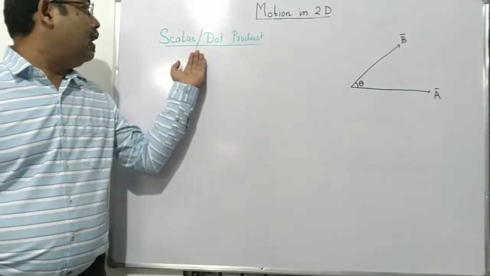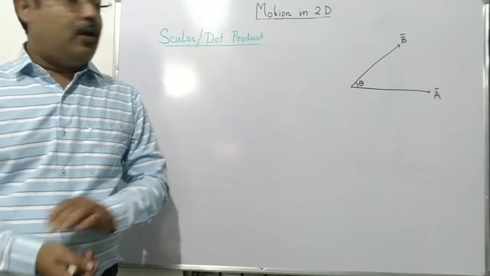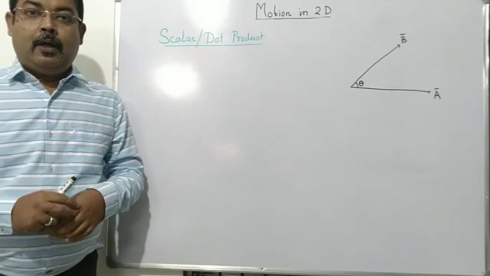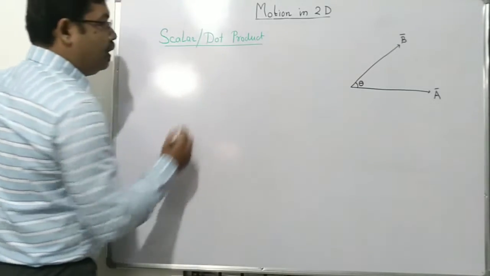One is known as the scalar or the dot product. The other one is known as the vector or the cross product. We'll be starting with the dot product here. Why is it called the dot product? Because it is represented by a dot between the vectors.